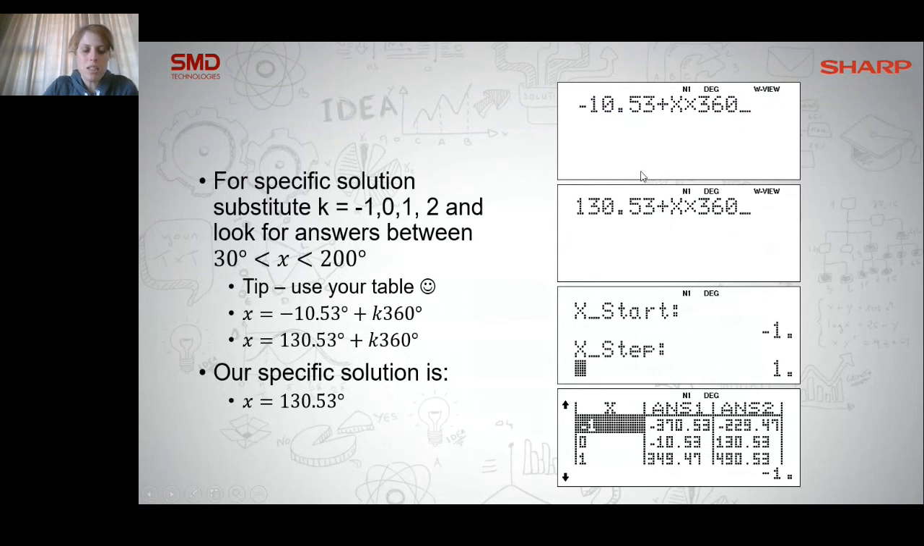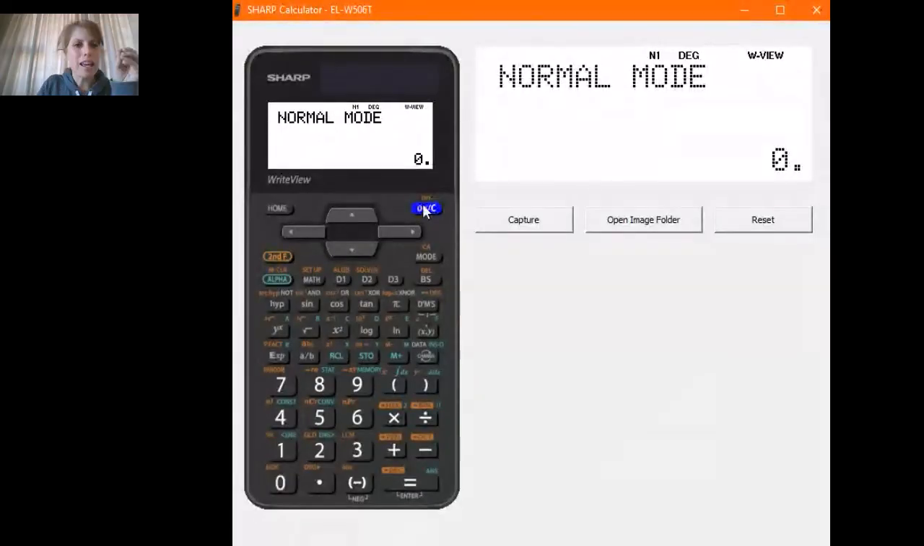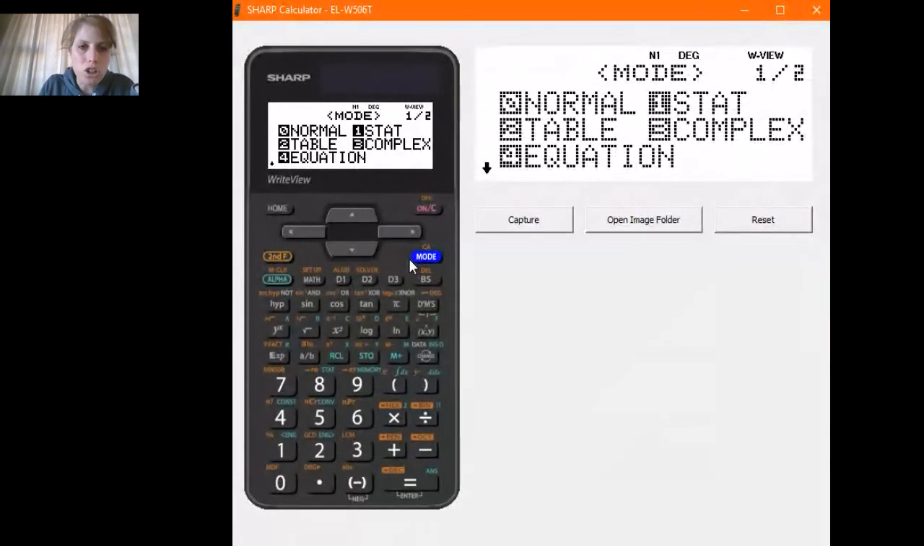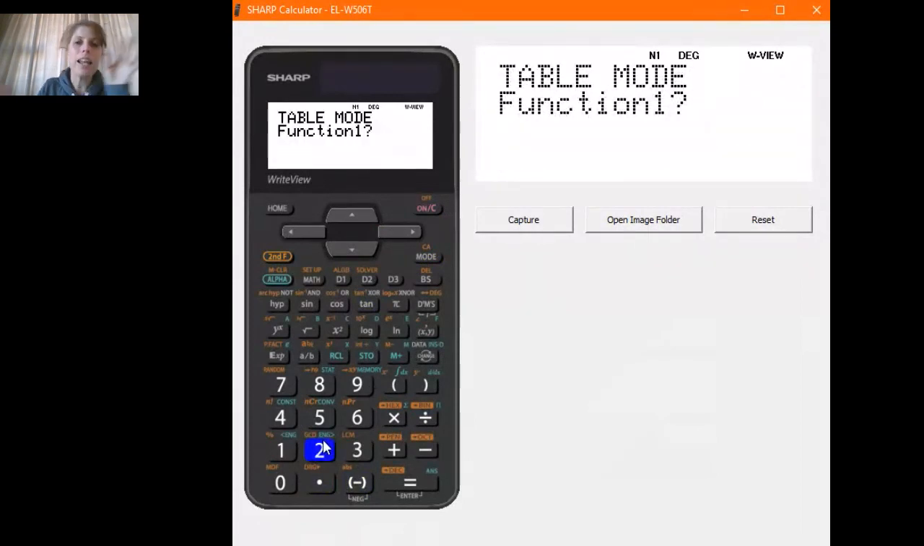So for our specific solution, what I want to do is I'm going to start and I'm going to share my calculator with you instead. There we go. Okay, so specific solution into our table mode. Now, just trust me. I mean, I love table mode, and you can see that.